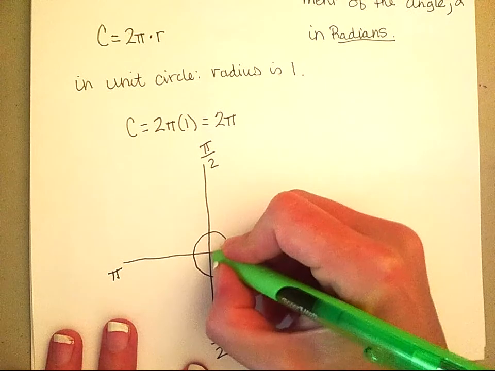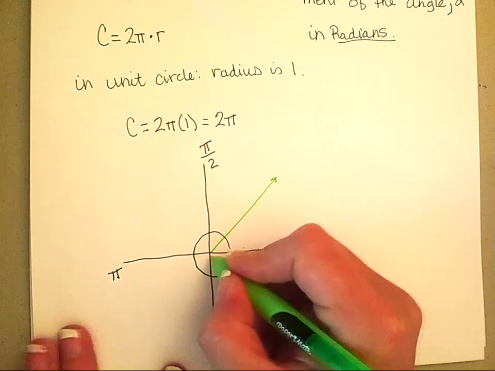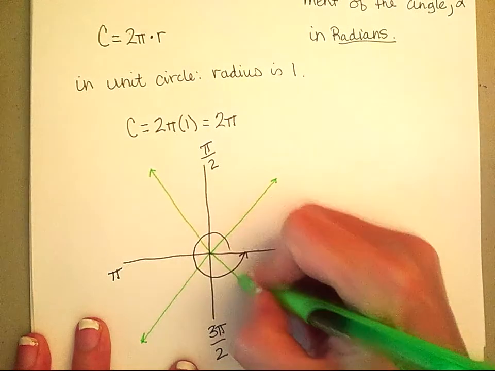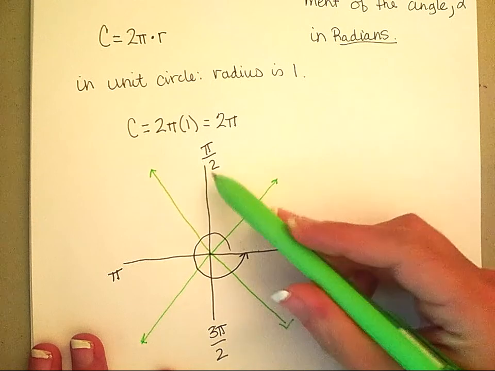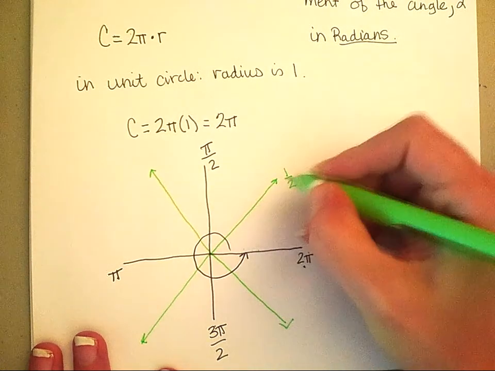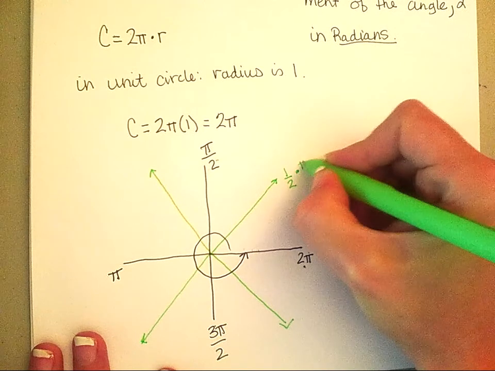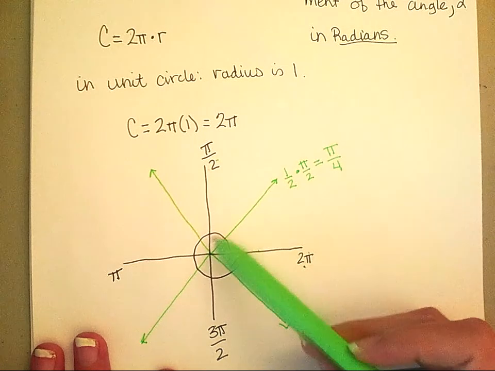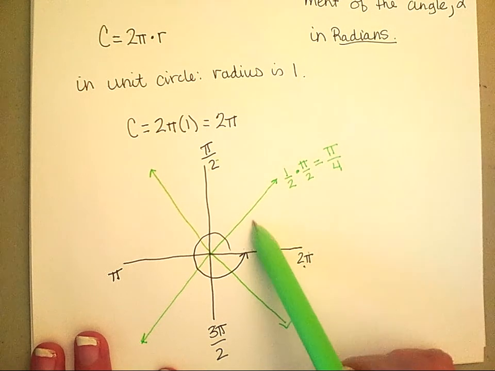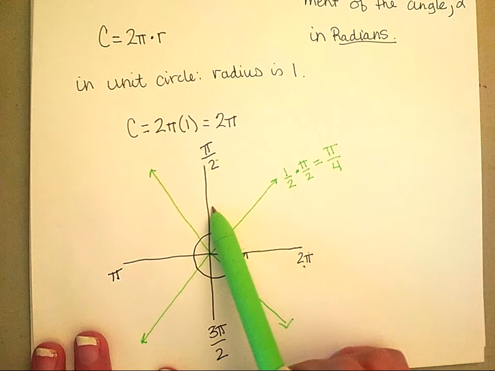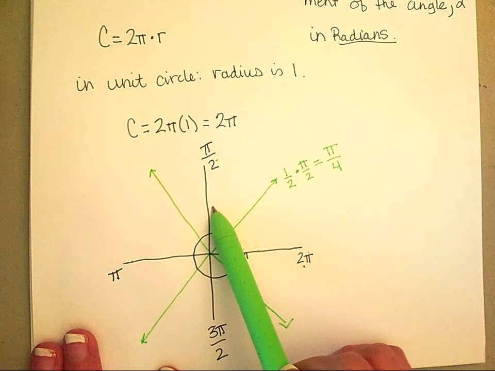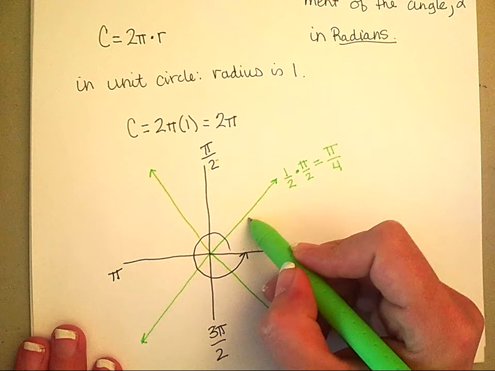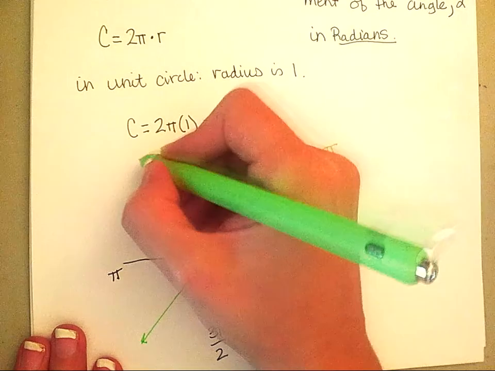Okay, well, what about these 45-degree lines? What do they correspond to in radians? Well, this has to be 1/2 of this angle, which is pi over 2. So this has to be pi over 4. And we can count up. So if this is 1 pi over 4, this is 2 pi over 4. 2 pi over 4 is pi over 2.